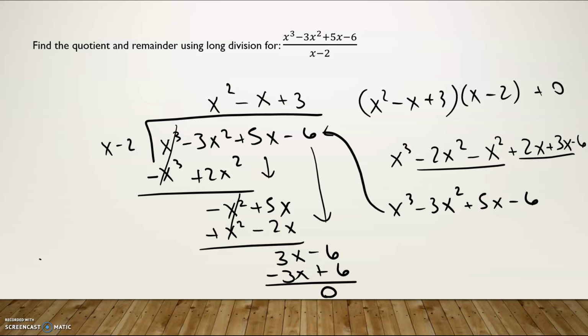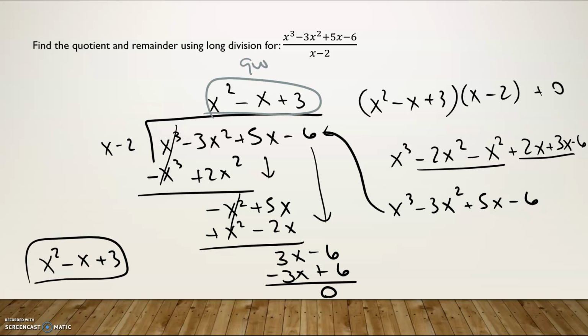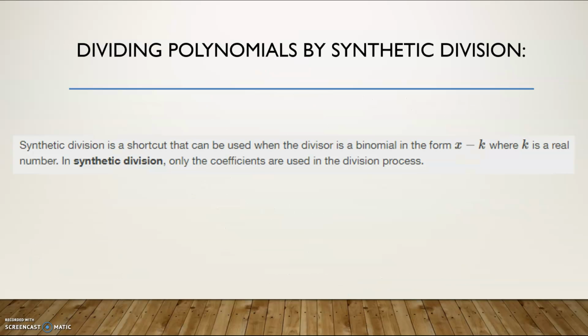Okay, so my final answer of x squared minus x plus 3, that should be a final answer. This is the quotient, and this is the remainder. It doesn't always have to be 0, as we saw in earlier examples.